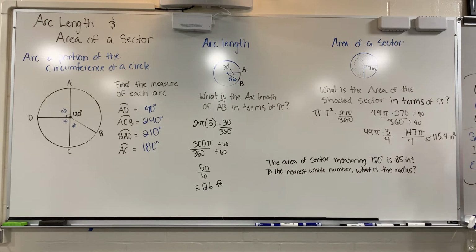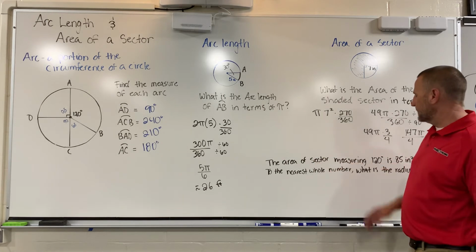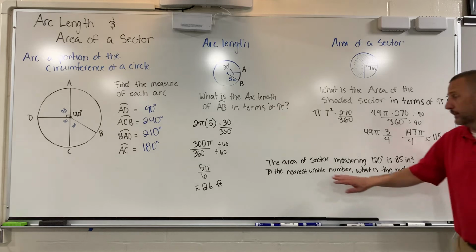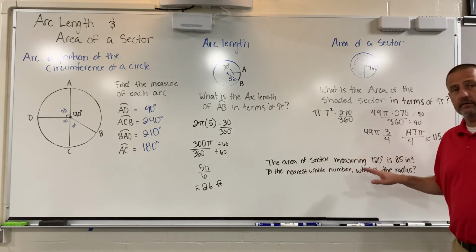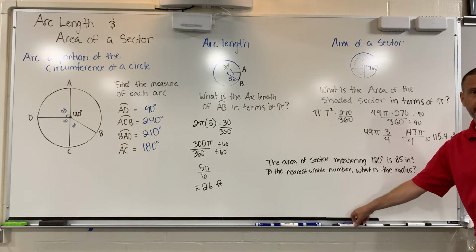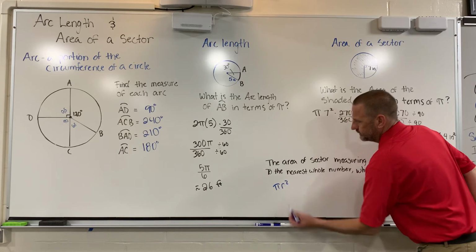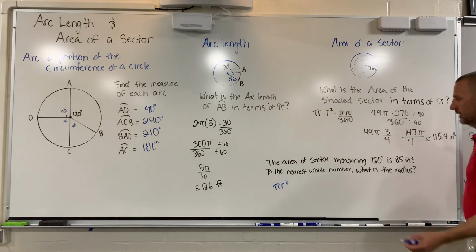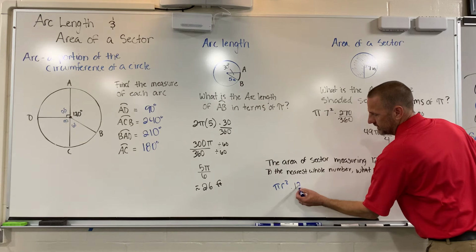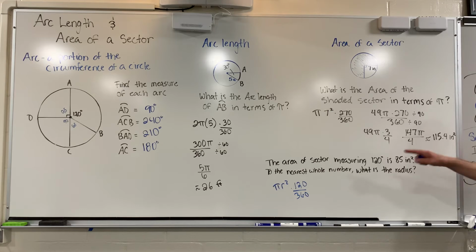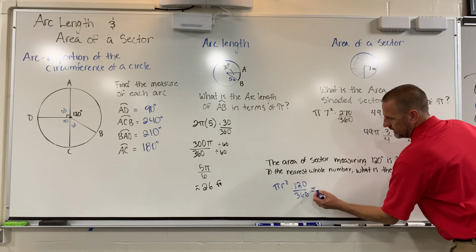All right, my last and final example that we're going to look at today is how to work backwards on a problem. So when I read this problem, it says the area of a sector measuring 120 degrees is 85 inches squared. To the nearest whole number, what is the radius? All right, so again, I'm going to back it up and say area of a sector. Well, I need to start off with that formula. So area of a sector is pi r squared times the degrees, which in this case is 120, out of 360. And the problem says the area of the sector is 85, which means it equals 85.